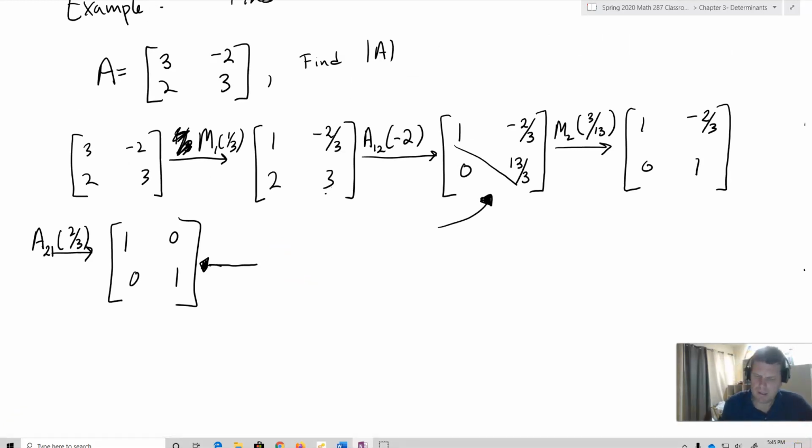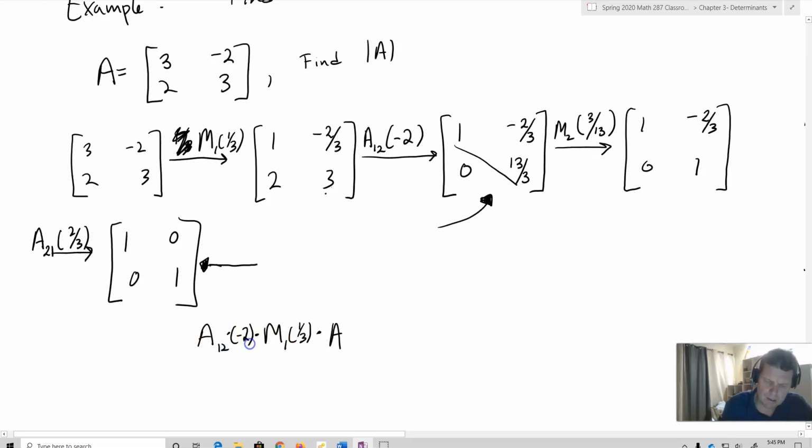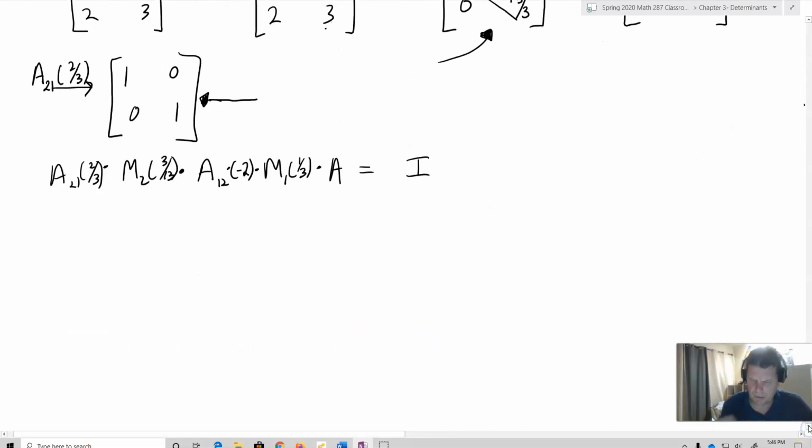We've got A, and I multiplied row 1 by 1/3. Then I added -2 of row 1 to row 2, and then I did another multiplication matrix by 3/13, and then I took an addition matrix, A21, and did it by 2/3. And this ended up equaling the identity, because I row reduced down to the identity.